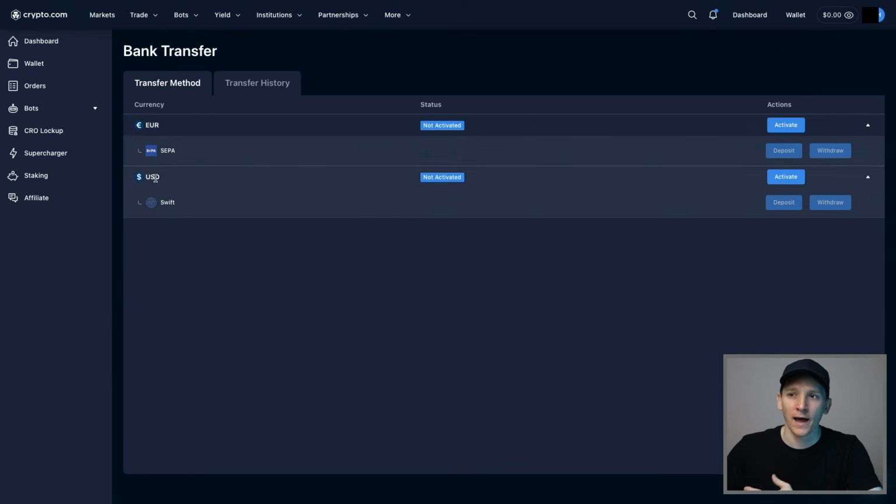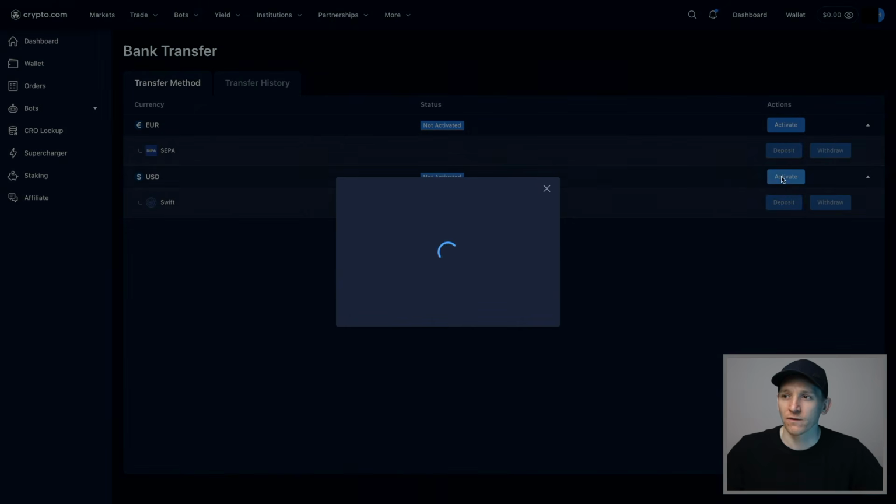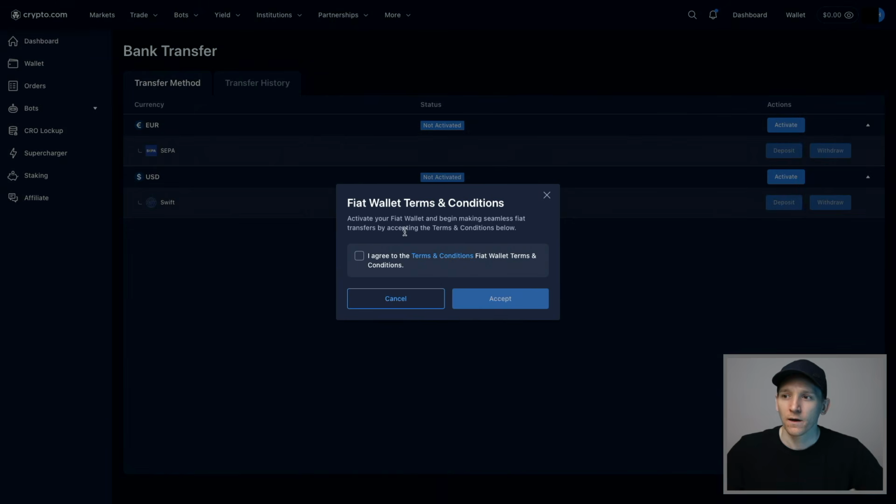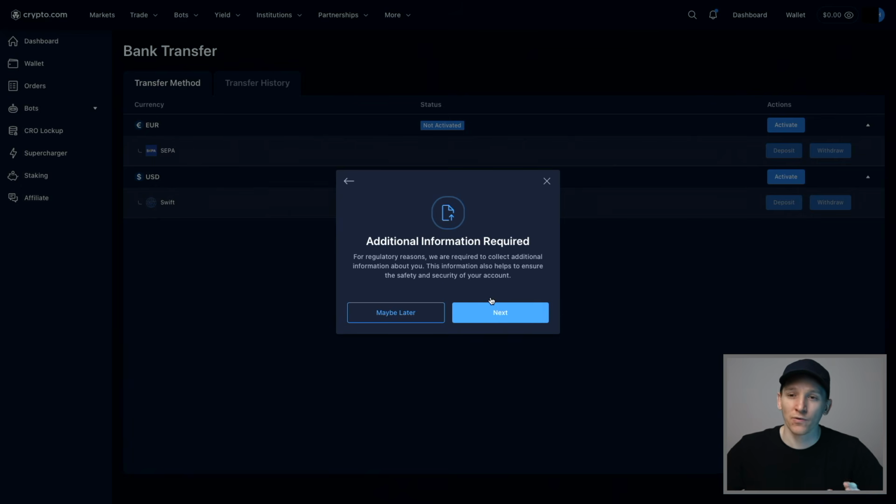So I have Euro and USD. Euro via SEPA and USD via SWIFT. So as long as your bank uses those payment systems, you should be able to send these currencies into Crypto.com. So from here, I'm going to activate this. You can see USD not activated, so I'll activate this and then go ahead, accept the terms and conditions, so you can press accept. Now I have to give some extra information. So what this is going to be is proof of address details, right?